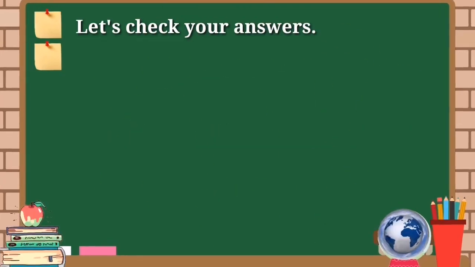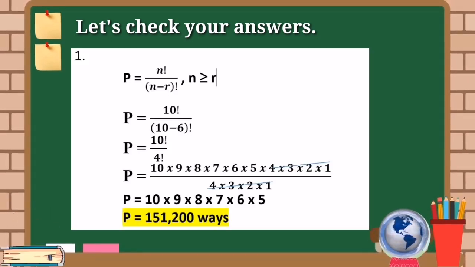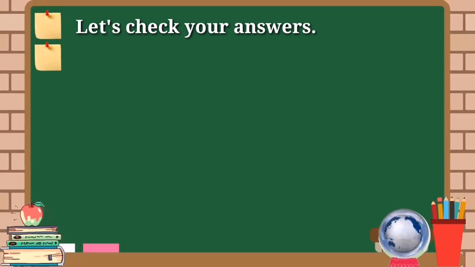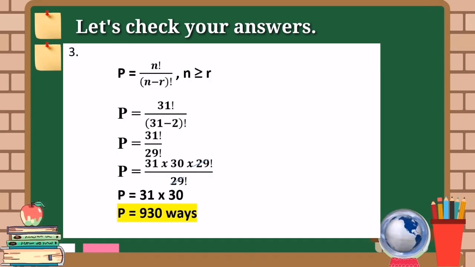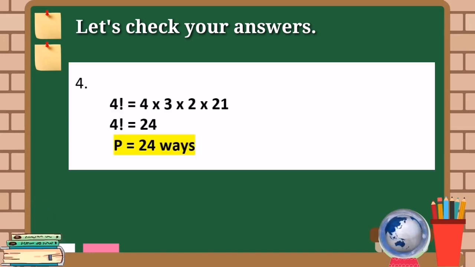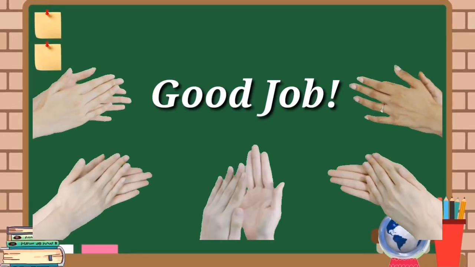Okay, let's check your answers. Number 1, 151,200 ways. Number 2, 120 ways. Number 3, 930 ways. Number 4, 24 ways. Good job, everyone.